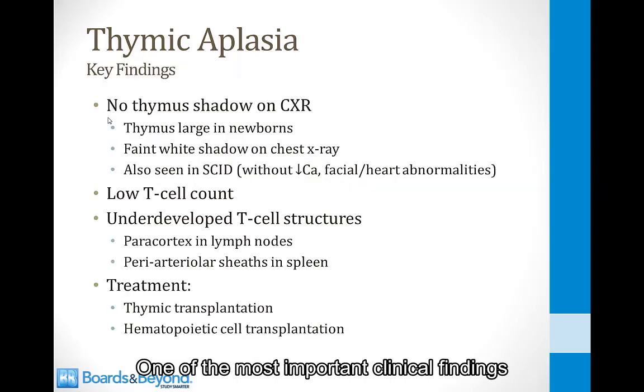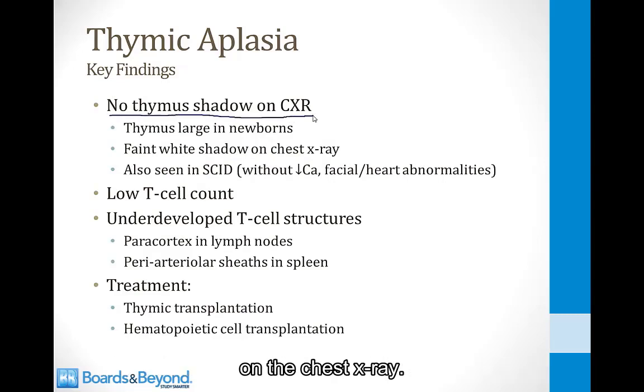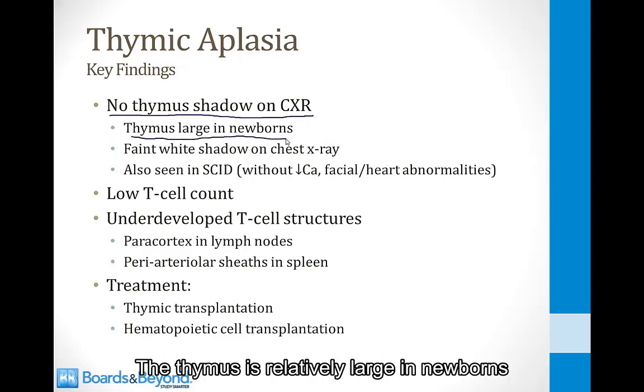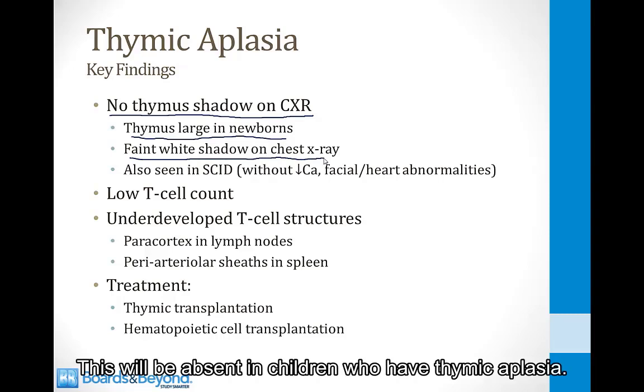One of the most important clinical findings of thymic aplasia is absence of the thymus shadow on the chest X-ray. The thymus is relatively large in newborns and they have a small chest, so usually there is a large faint white shadow seen on chest X-ray. This will be absent in children who have thymic aplasia.